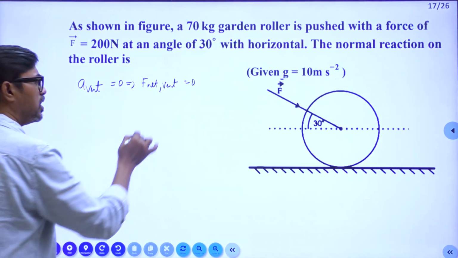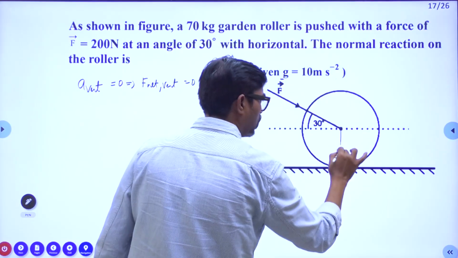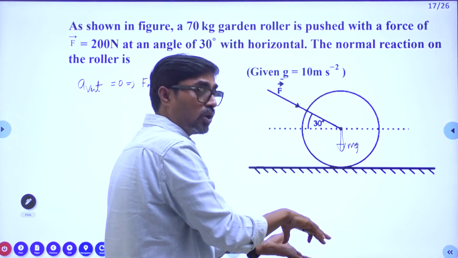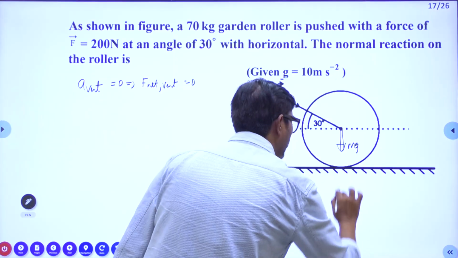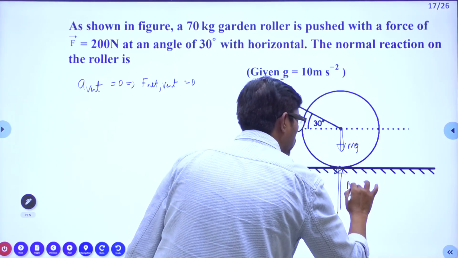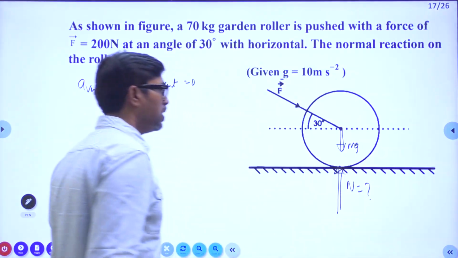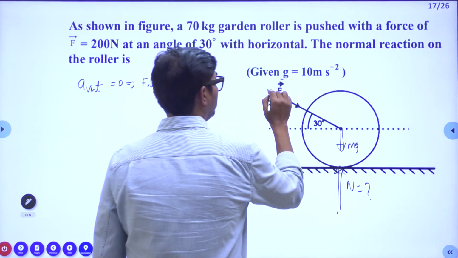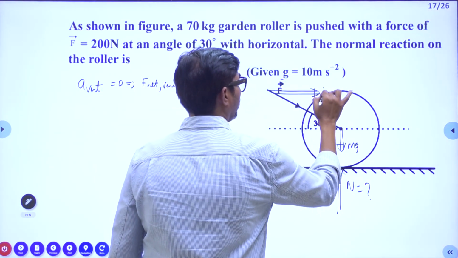What are the forces vertically acting on it? There is mg. Because of mg, the roller will press the ground down. Action to reaction, ground will press it up. That is normal reaction. That's what you are actually going to calculate. In addition to that, there is an external force and it is inclined. So we can resolve this into components. Horizontally, you will have F cos 30.